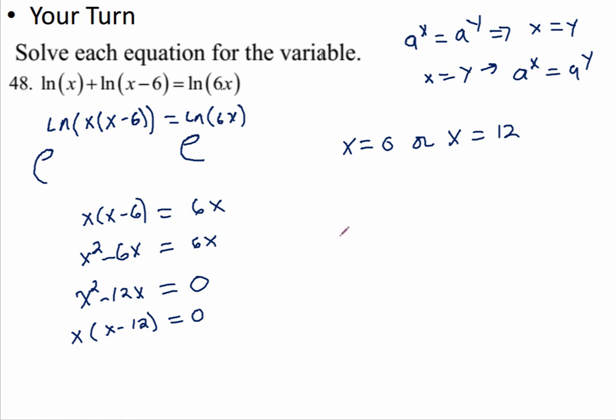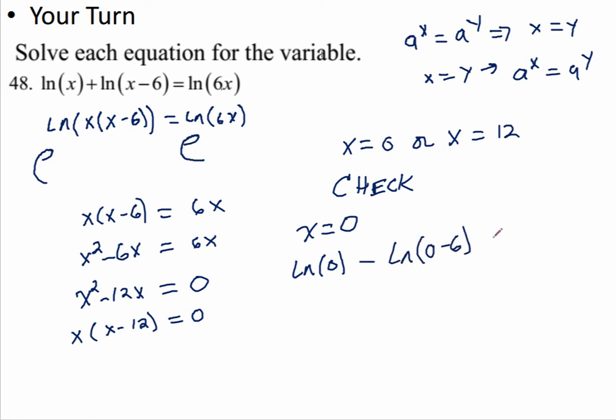All right, now you're not done. You have to check your solutions. It's not an option, okay? So let's go check. We got x equals 0. We'll check that as our first solution. And we get ln of 0, whoops, minus ln of 0 minus 6, whoops, is equal to ln of 0, or 6 times 0, right? Oops. Those are all big oopses.